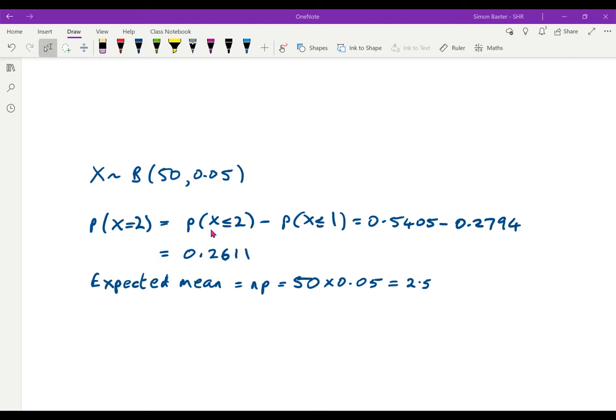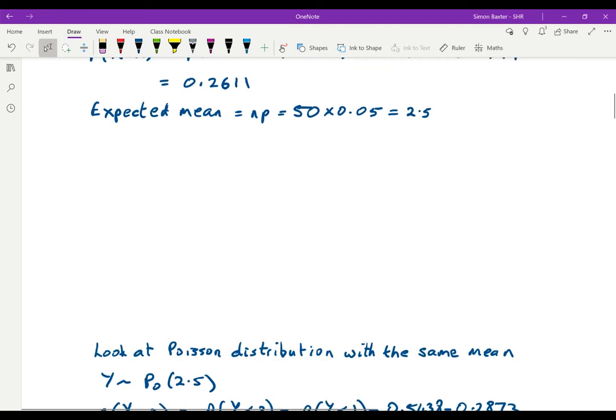I can use the cumulative tables because I'm lazy. Probability X less than or equal to 2, subtract less than or equal to 1, and we get 0.2611. We'll come back to that. The expected mean is np, which is 50 times 0.05, which is 2.5. What I want to do now is look at the Poisson distribution with the same mean, 2.5.